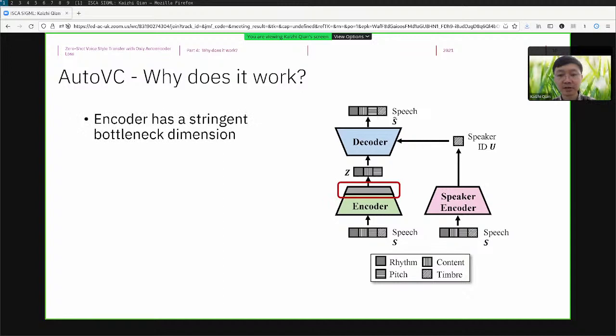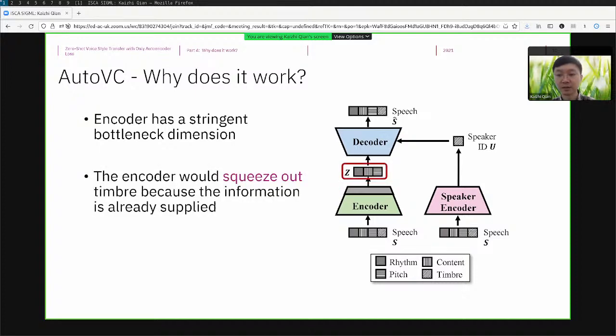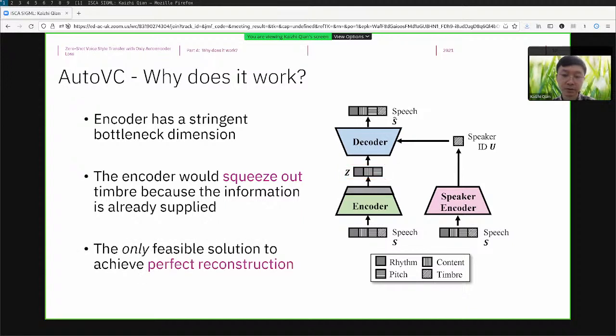The encoder output is constrained by a small bottleneck, as highlighted by the gray tip. That means the encoder cannot pass all the information through. It has to selectively pass information. If the decoder wants to perfectly reconstruct the input, the encoder has to decide what information to discard. In this case, since the timbre info is fed to the decoder, the best strategy for the encoder is to discard the timbre info without hurting the reconstruction performance. So the encoder would squeeze out timbre because this info is already supplied. In this way, AutoVC achieves disentanglement of timbre. And this is the only feasible solution to achieve perfect reconstruction under the bottleneck constraint.